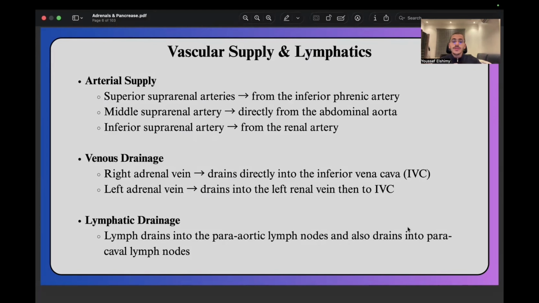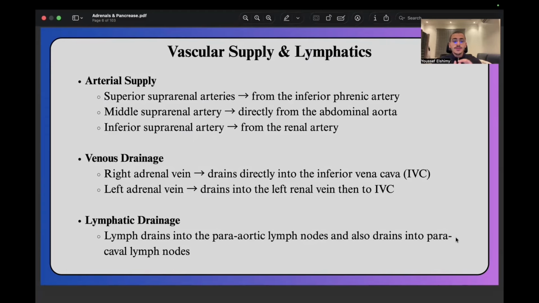Okay. For the venous drainage, there's a bit of difference between the right and the left, since the right adrenal gland is situated closer to the IVC. So the right suprarenal vein, or right adrenal vein, drains directly into the IVC, while the left adrenal vein drains first into the left renal vein, then this drains into the IVC.